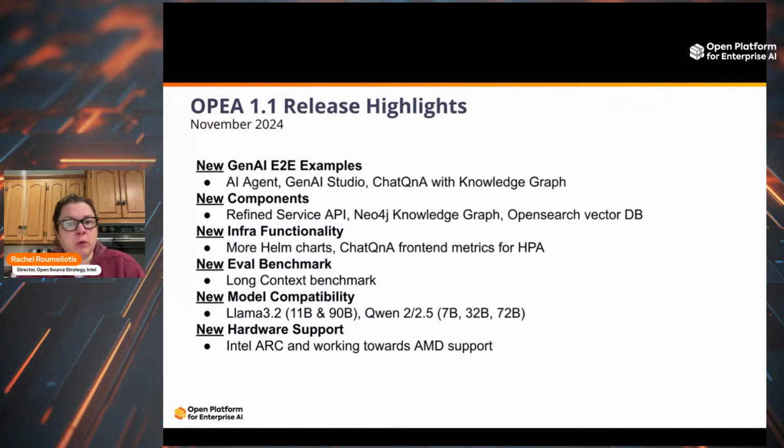So even more new examples, AI agents. You're going to see lots of agentic stuff coming through. GenAI Studio, which I believe is like a no-code front end for OPEA. Chat Q&A with a knowledge graph, so super powered with that for more global questions. Different components, I mentioned a couple of these: the Neo4j knowledge graph, OpenSearch, VectorDB, which is great, and a refined service API.